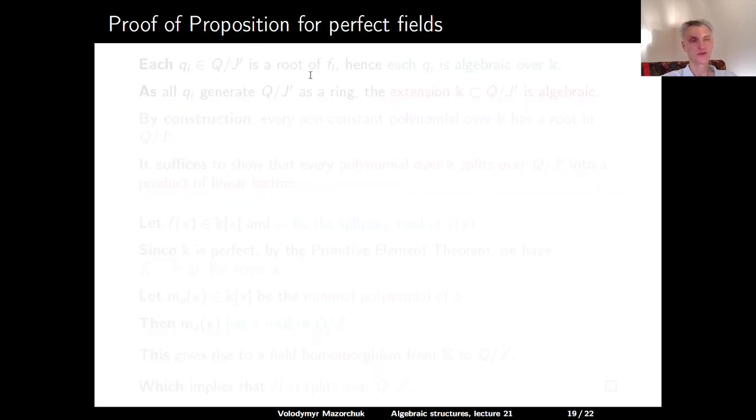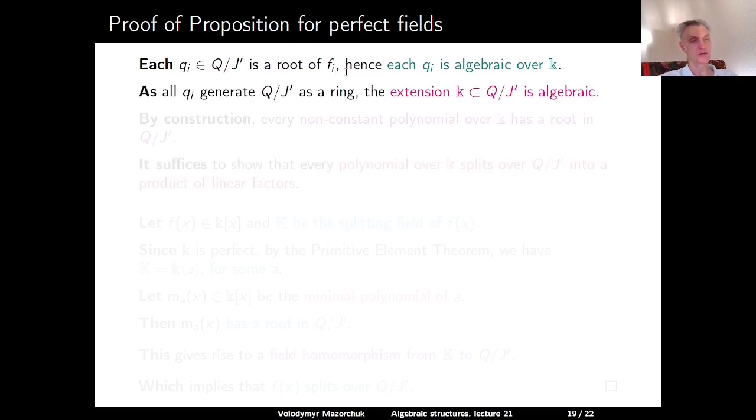Now we will use it to prove our proposition that Q divided by J prime is the algebraic closure of little k. To start with, let's discuss that the field extension from little k to Q divided by J prime is algebraic. So each element Qi in Q divided by J prime is a root of Fi, and so it is algebraic over K, because Fi is a polynomial over K. And all these elements Qi generate Q, and so they generate the quotient as a ring, and this means that the extension is algebraic.